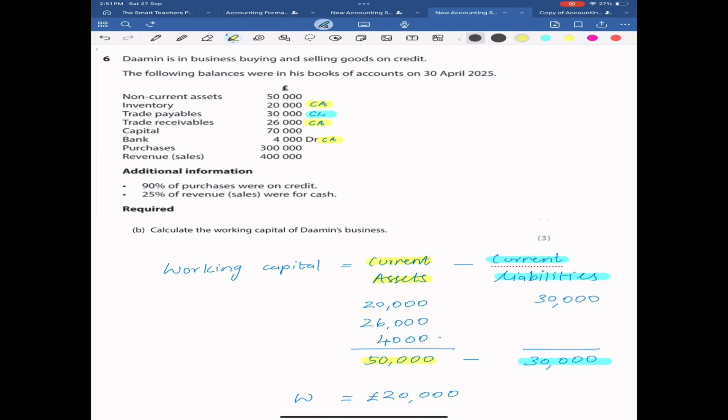Now, let's apply this to the formula. Working capital equals current assets minus current liabilities. Current assets: inventory 20,000, trade receivables 26,000, bank 4,000, total 50,000. Current liabilities: trade payables 30,000, therefore total of 30,000. Hereby, we find the working capital by taking away 30,000 from 50,000, which is £20,000 should be the working capital.